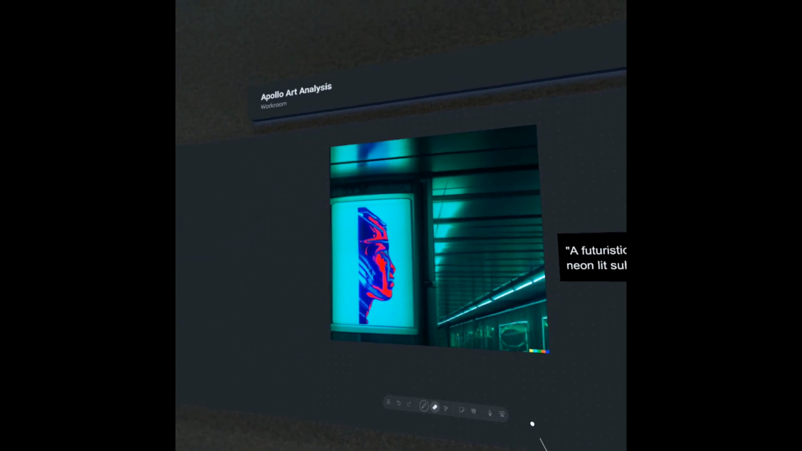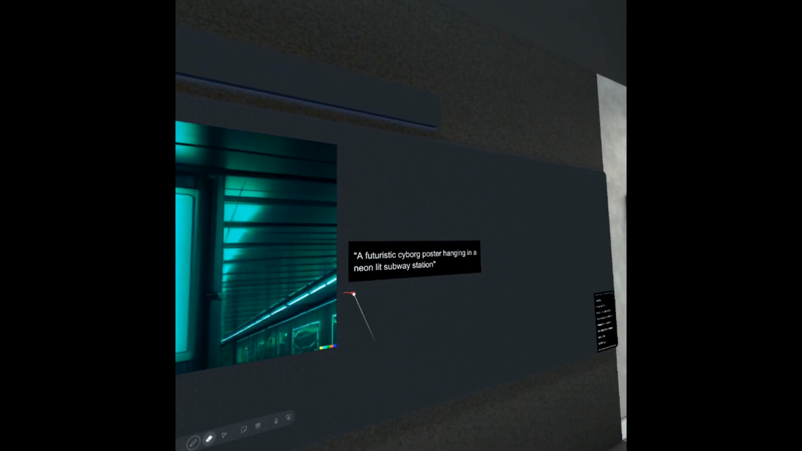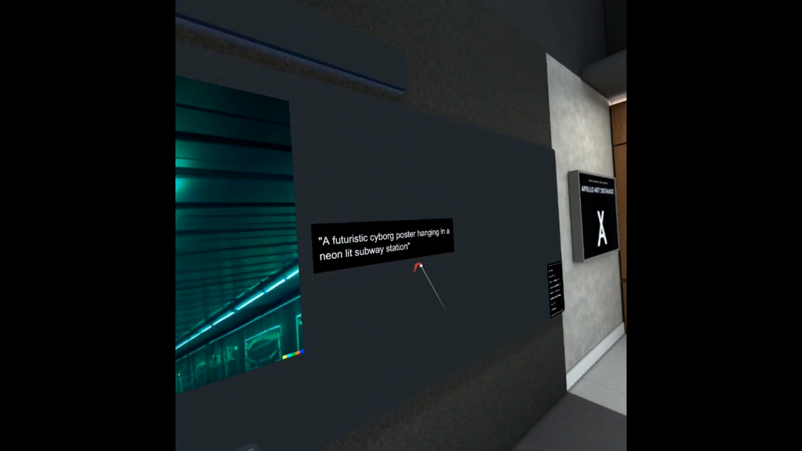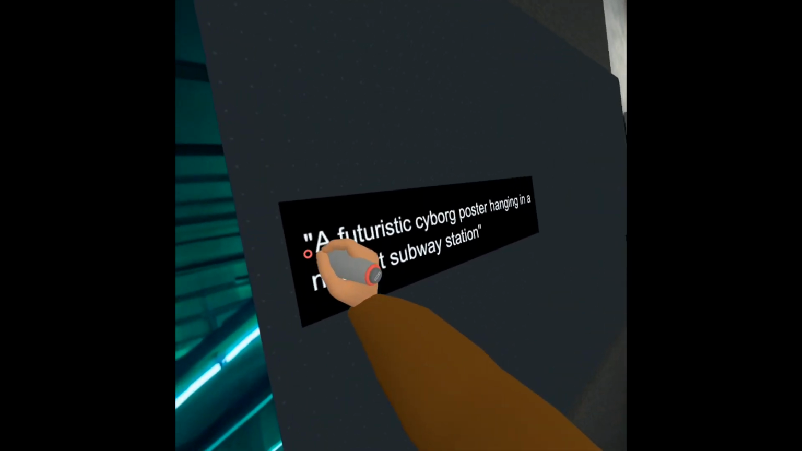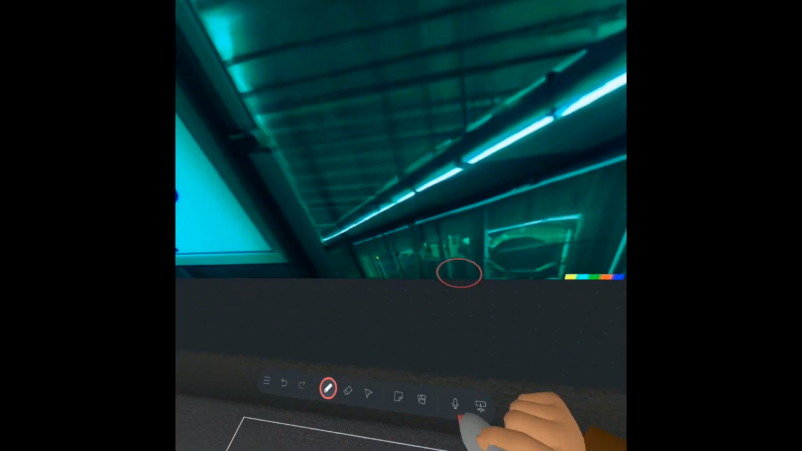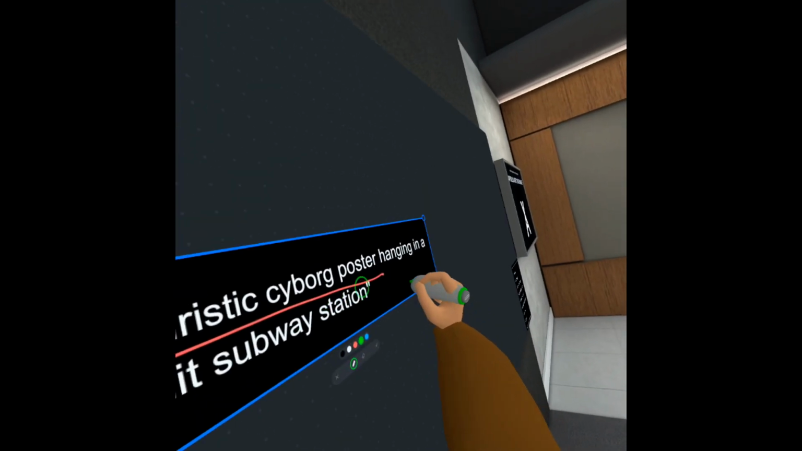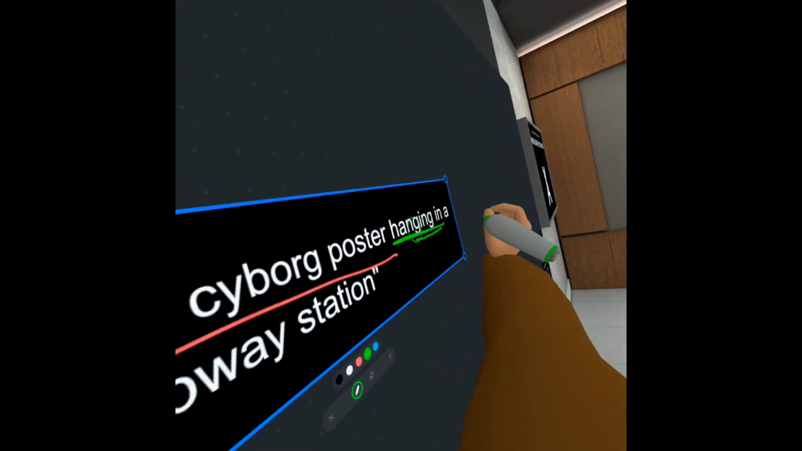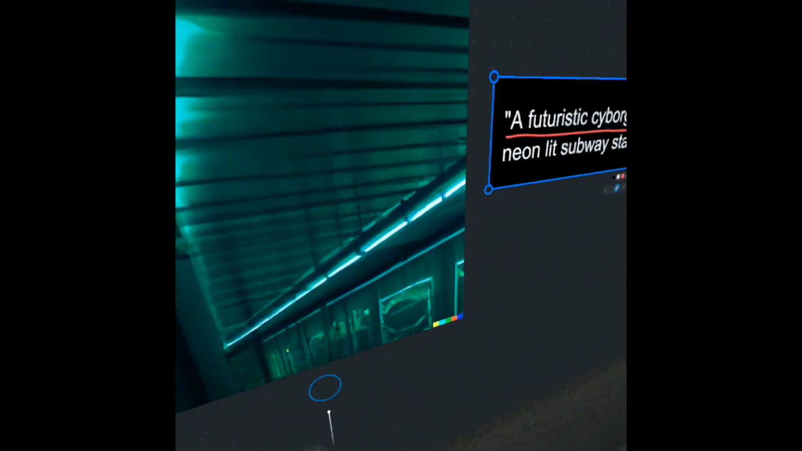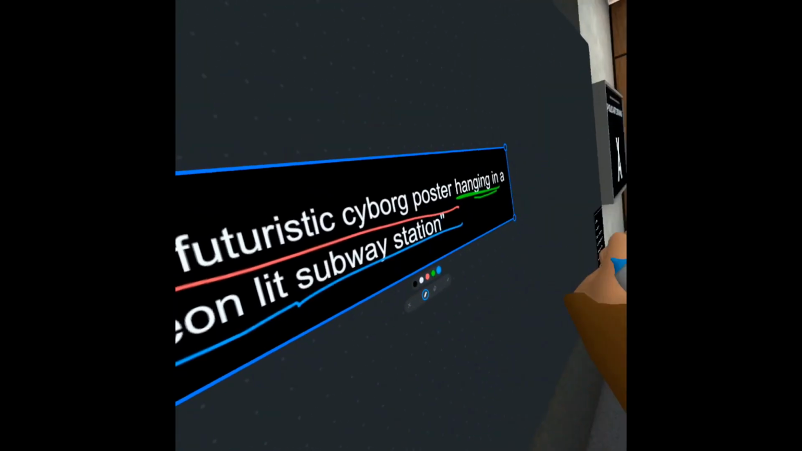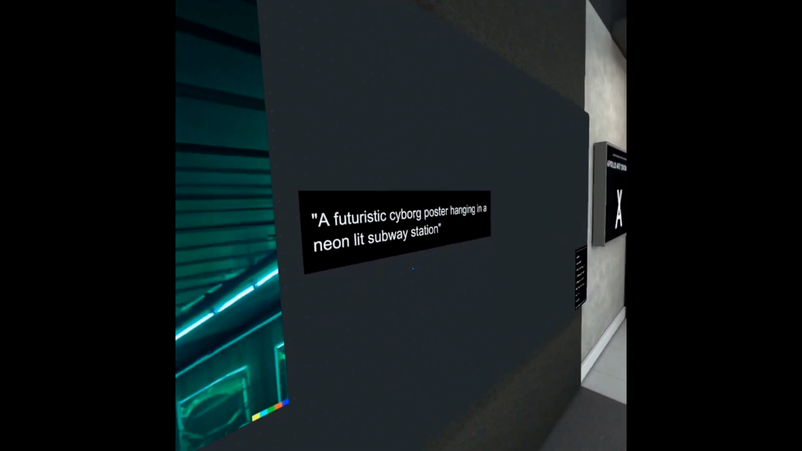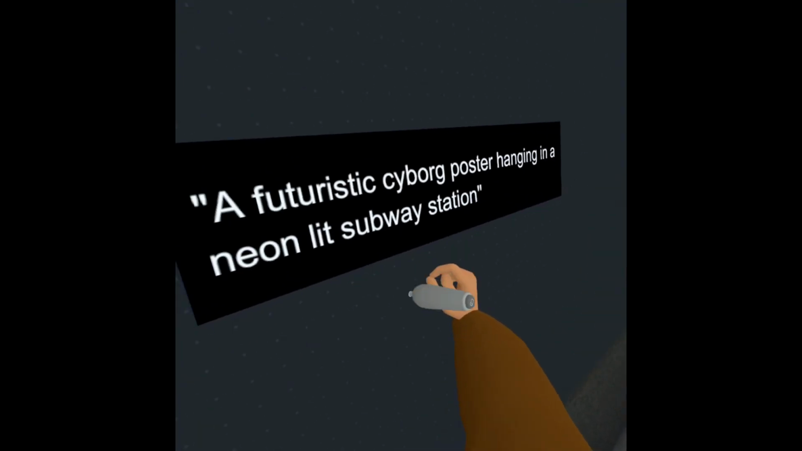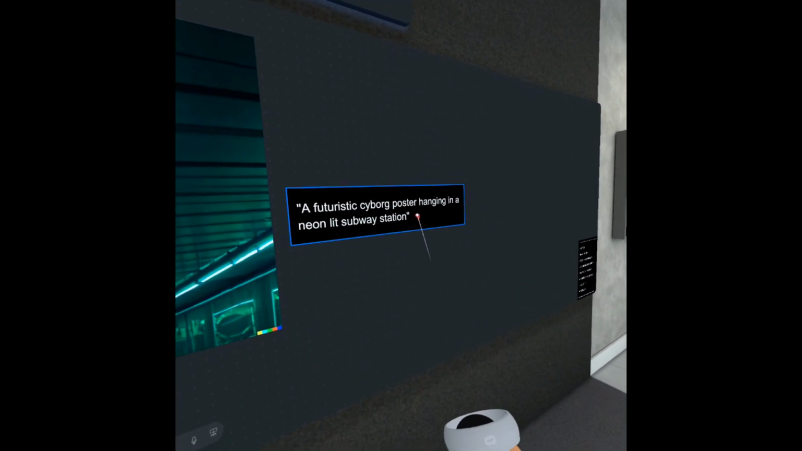So just look at how well it created this piece. We asked for a futuristic cyborg poster hanging in a neon lit subway station. So we had 3 different elements to that. Of course, you have a futuristic cyborg poster. Sorry, my lines are not very straight. Hanging, of course, the act of hanging, and then in a neon lit subway station. So there are 3 elements to that, and those all really combine to create the final visual experience that we see here.